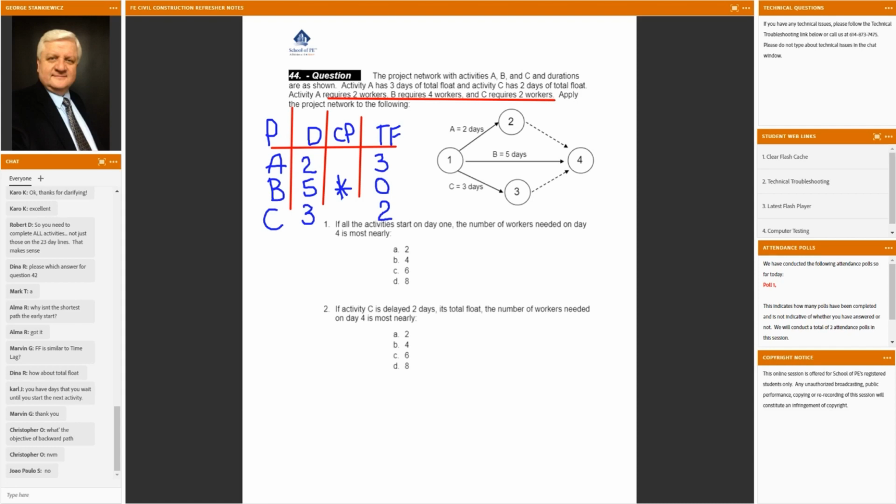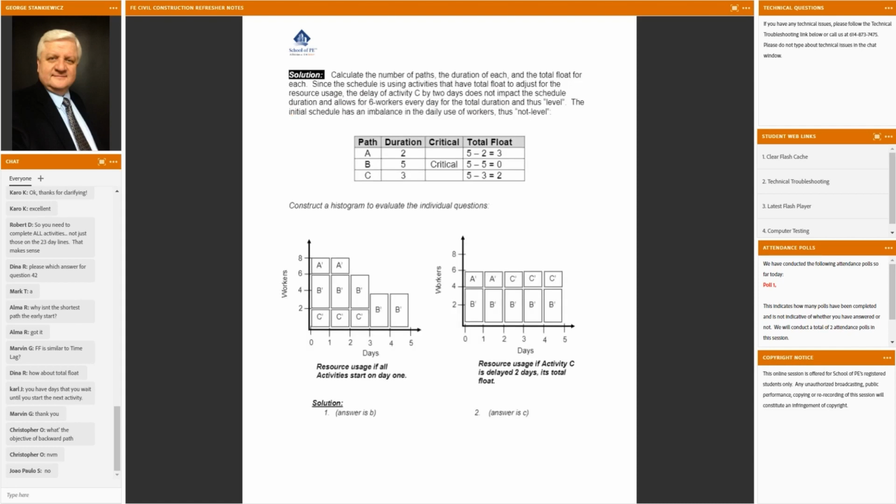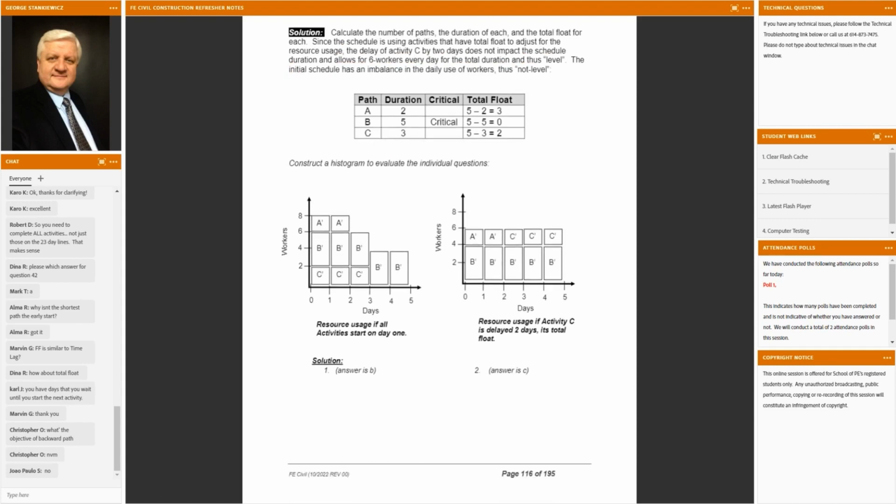related to scheduling. So we're going to answer the 2 questions, and they are: if activities start on day 1, the number of workers needed on day 4 is most nearly, and if activity C is delayed 2 days, its total float. I can delay C 2 full days and not affect the project. How many workers are needed on day 4? Once again, the only way to solve this problem is to create a histogram and evaluate the question.